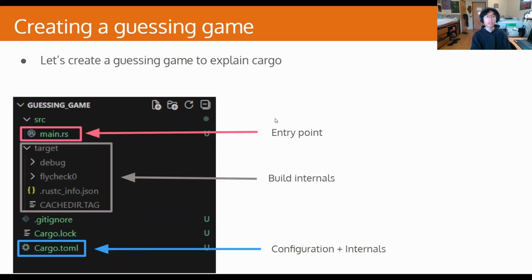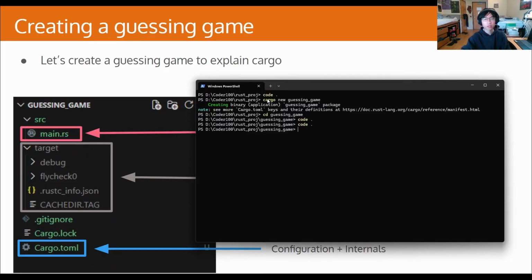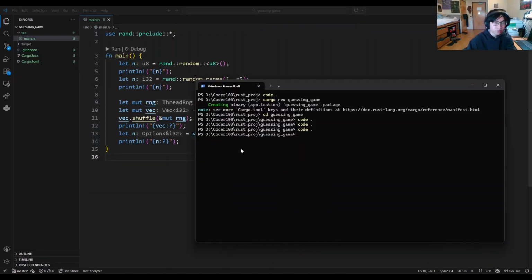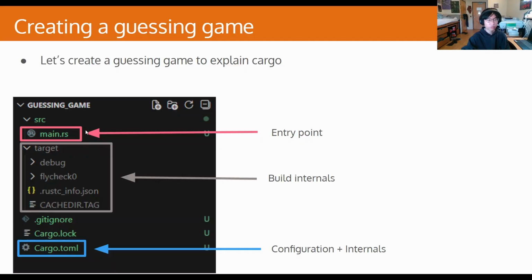Alright, let's create a guessing game to explain Cargo. So in the terminal, I've already made a new project by running cargo new guessing game. So now let's just open up VS Code. As you can see, there's a source folder which contains the entry point, your main.rs. There is also a target folder which contains build internals, as well as a cargo.toml, which we'll talk about later.